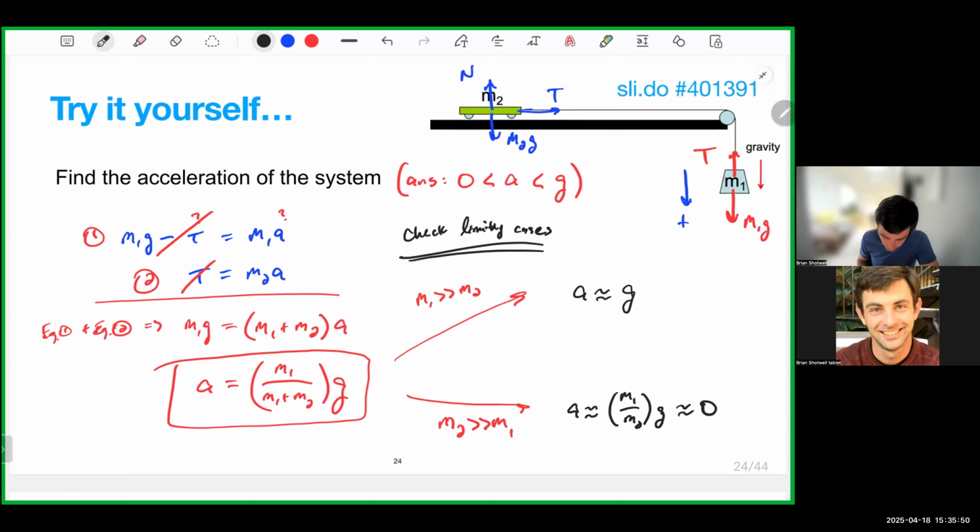Another check we can do is dimensional analysis. A mass divided by a mass is dimensionless. So we have a dimensionless number times an acceleration, which should give us an acceleration, which is good. Right? If we had something like mass times g squared equal to a, there would be something wrong with that. Acceleration squared can't equal an acceleration.